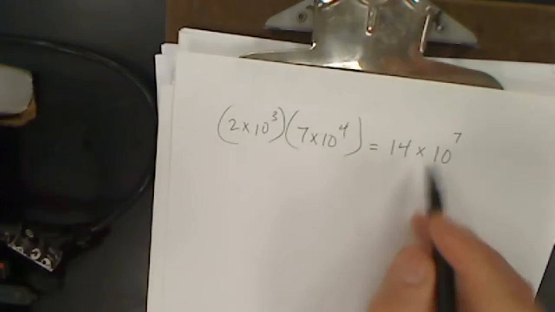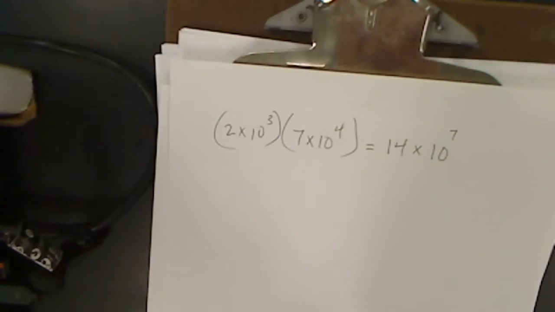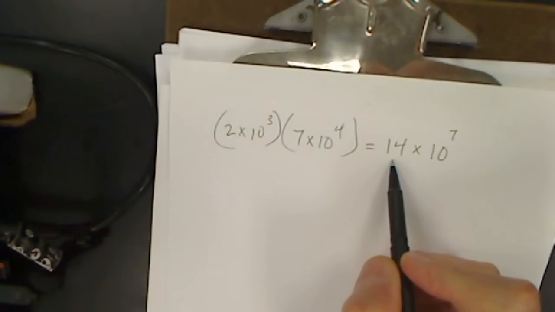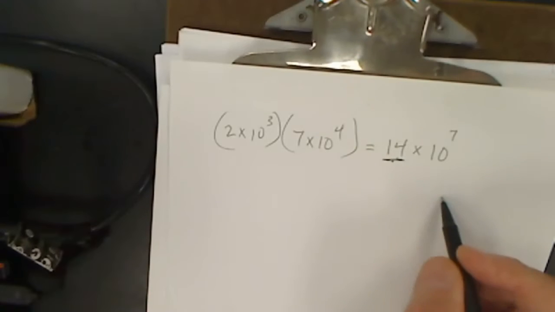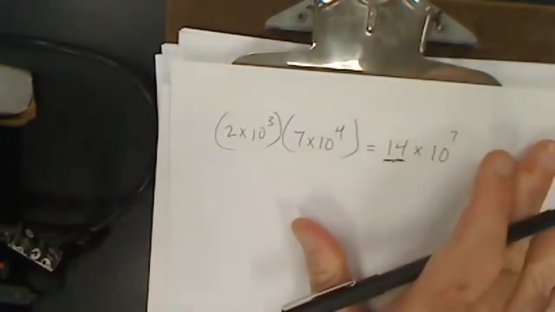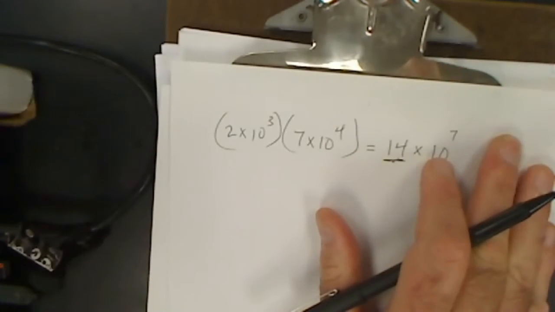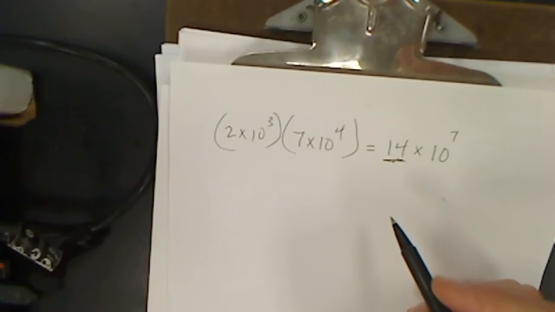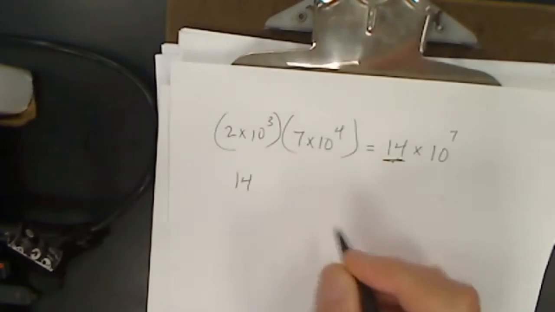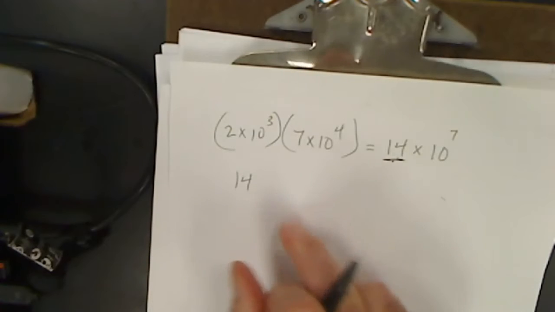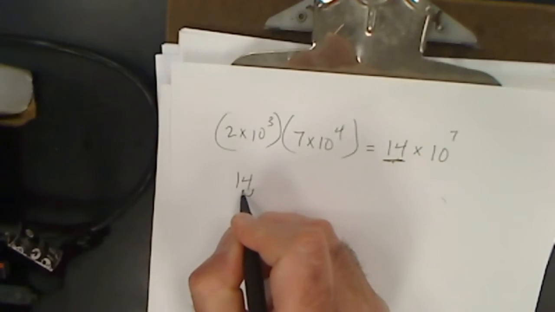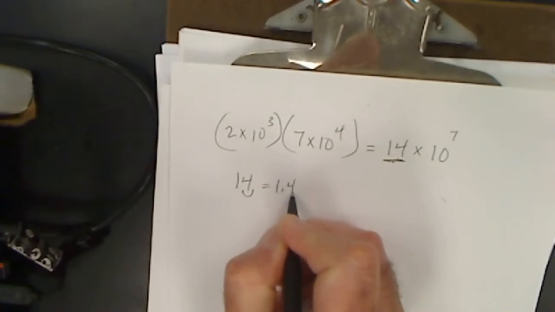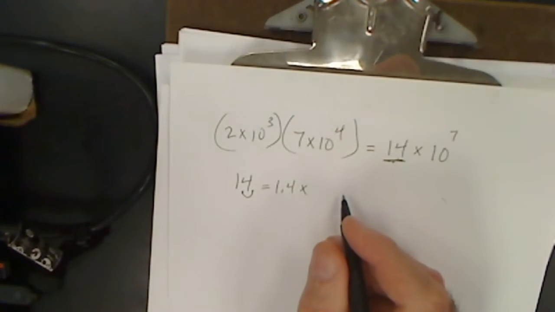Now, the only problem, just a small detail: is this number between 1 and 10? This is bigger than 10, so something's wrong. It doesn't fit, right? It has to be between 1 and 10. So let's look at the number 14 for a moment. Where's the decimal point? 1.4. Yes, very good. So you move it one place, and it's 1.4 times 10.